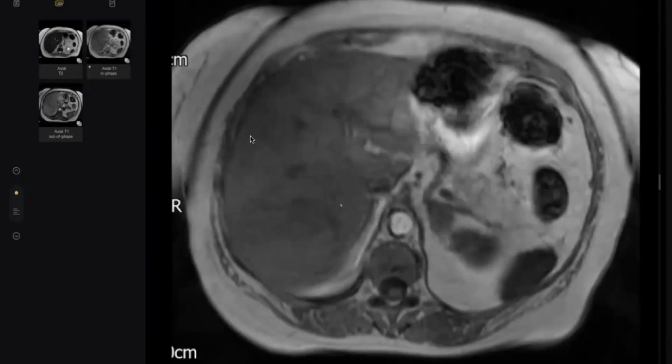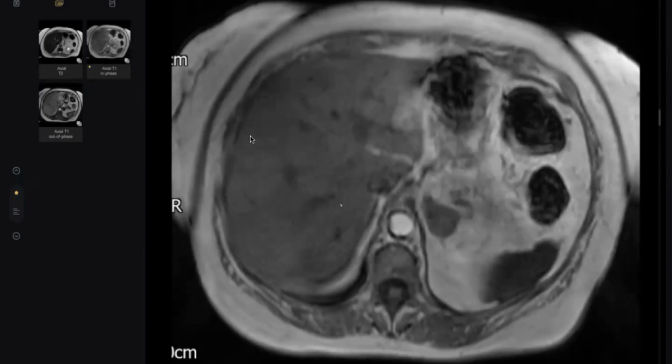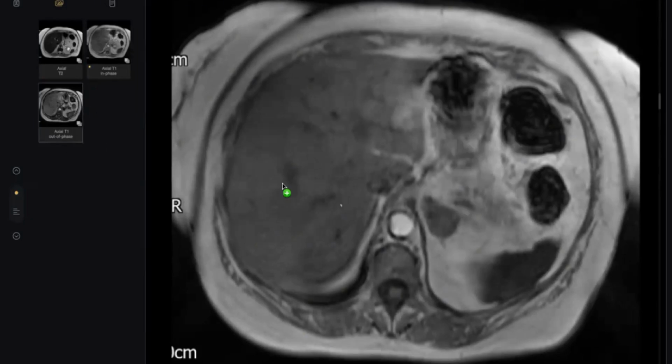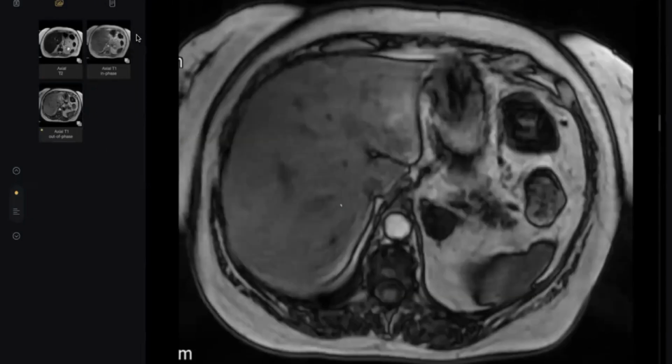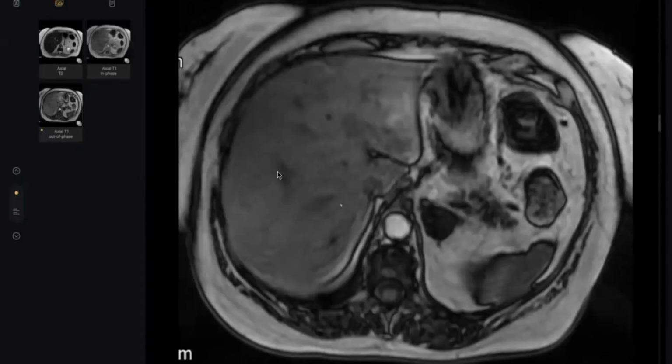So I would like to check it on the T1 and the post contrast. No post contrast. So, in phase, this is out of phase. In phase, out of phase. Okay, so there is signal drop on the out of phase sequence denoting fat content, intracellular fat. So this is adrenal adenoma on the left side.